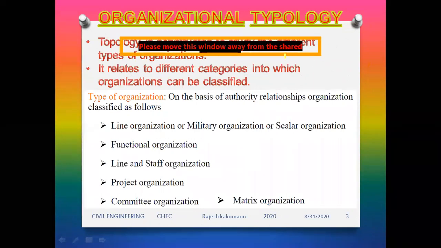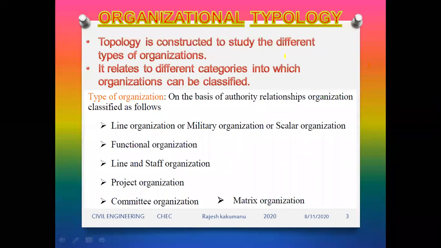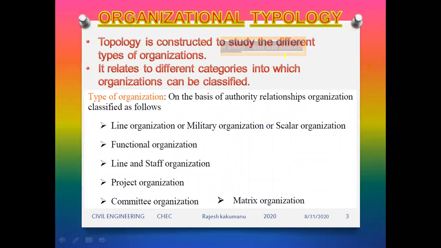Okay, next we'll go to the next topic, that is the types of... Okay, so the joining has started. Sorry for the technical problem. Okay, many students are on the line.